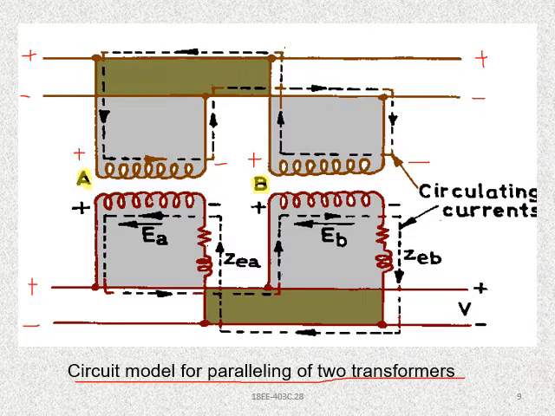So this is a connection diagram or a circuit model for paralleling of two transformers. So here there are circulating currents in between the turns. In transformer A that is EA, and in transformer B it is EB, and the impedance is ZEA, and here it is ZEB. Please draw this circuit diagram.